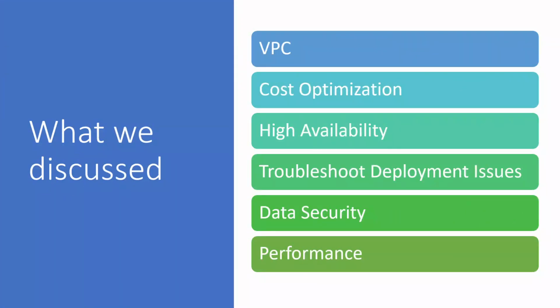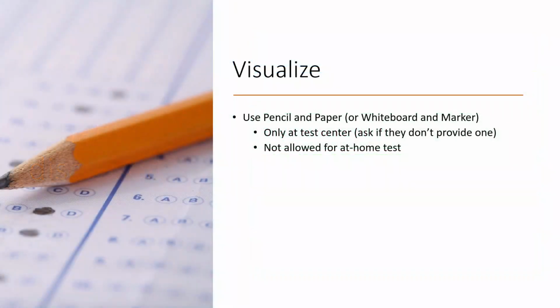So with this 10 questions, we touched upon important topics related to the Solutions Architect exam. We talked about VPC, cost optimization, high availability, troubleshooting deployment issues, data security, and performance. And more importantly, we saw how drawing pictures could help you visualize and analyze and answer questions faster. In fact, you can use this approach if you go to a test center. However, if you take the test at home, you're out of luck. And you need to just absorb the information from the screen and answer directly.